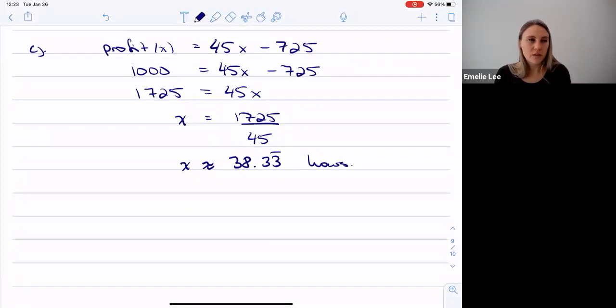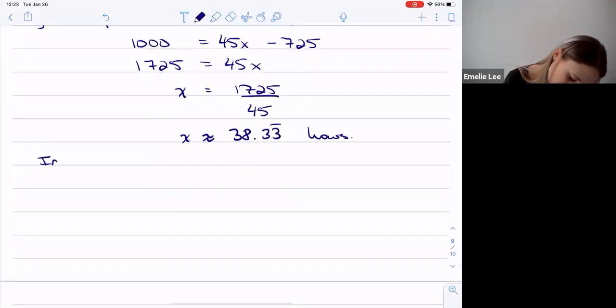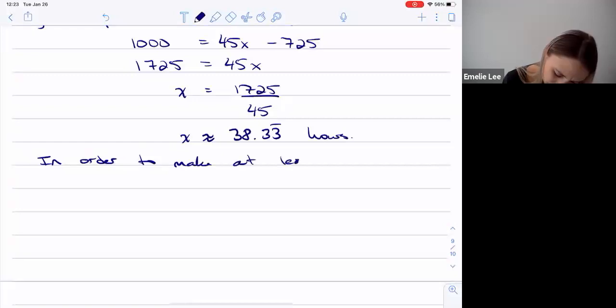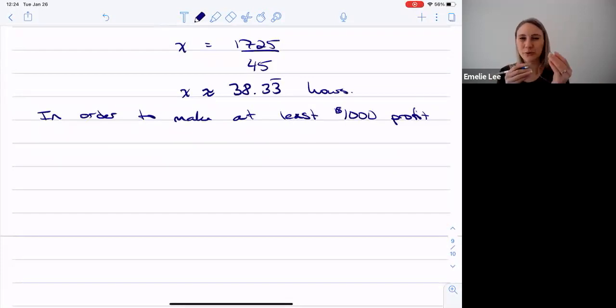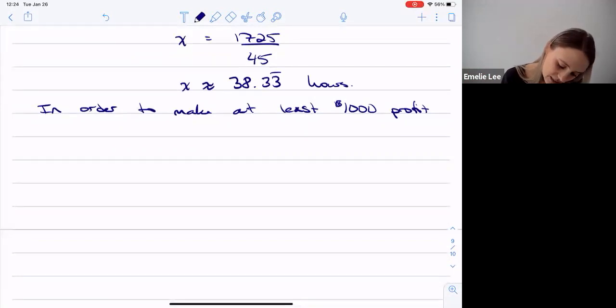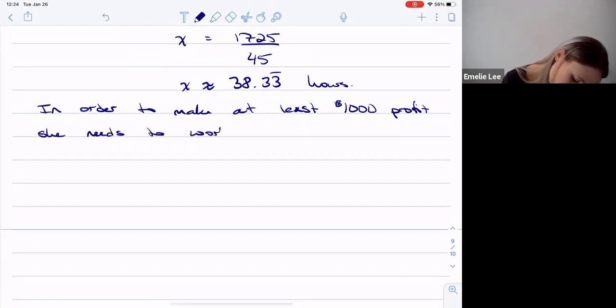Okay. So, good. In order to make at least $1,000 profit, right? It's tricky because 38.33 repeating is kind of hard, but somewhere around 38 hours is where she makes around $1,000 profit. So in order to make at least $1,000 profit, she needs to work at least 38.33 hours.